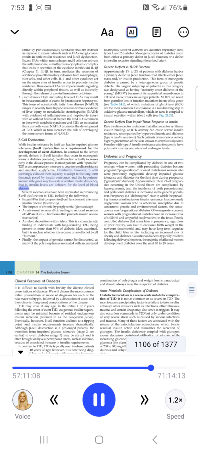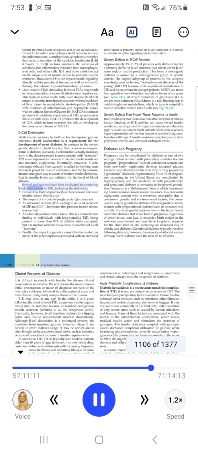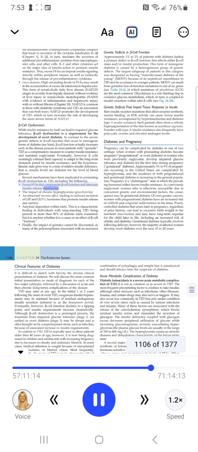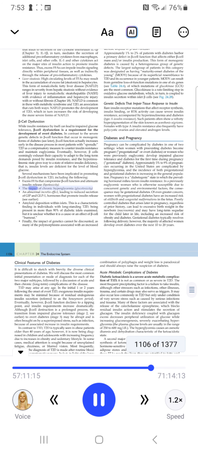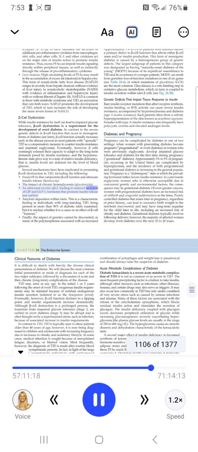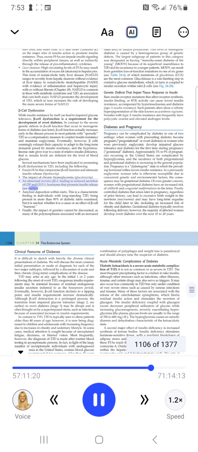of blood glucose. Several mechanisms have been implicated in promoting beta cell dysfunction in T2D, including the following: excess FFAs that compromise beta cell function and attenuate insulin release, lipotoxicity. The impact of chronic hyperglycemia, glucotoxicity. An abnormal incretin effect, leading to reduced secretion of GIP and GLP-1, hormones that promote insulin release, see earlier.